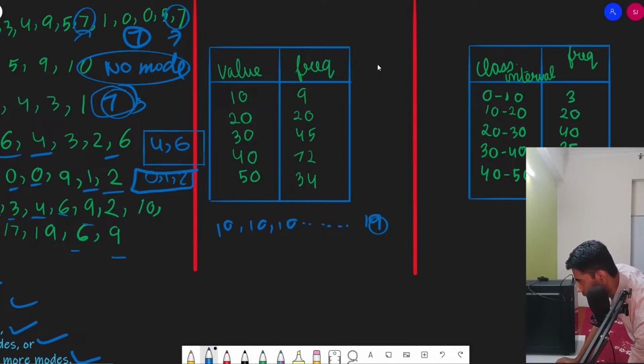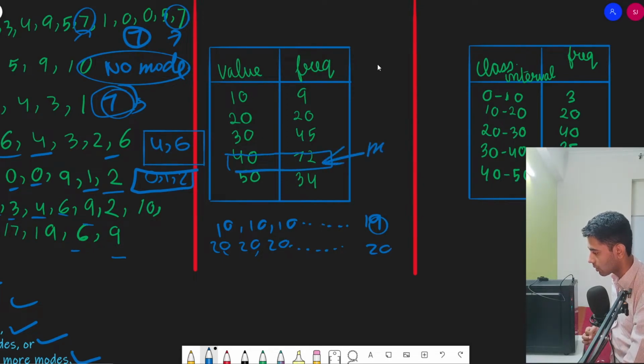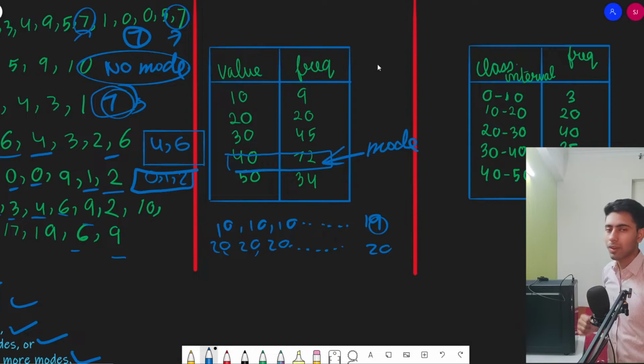And then we have 20 occurring 20 times. So 20 20 20, and this happens about 20 times. So you can see that 10 appears 9 times, 20 appears 20 times, 30 appears 45 times, 40 appears 72 times, 50 appears 32 times. Here you can clearly see that 40 appears the maximum number of times, that is 72. Therefore, this is going to be our mode. So case 1 and case 2 are very simple. Now let's move to case 3.